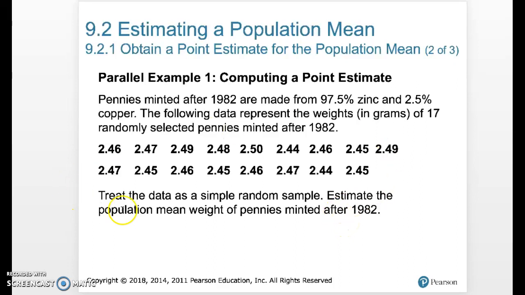So just looking at this data, we do see some variation among the weights of the pennies. Looks like my lowest I see is 2.44, and it looks like my highest, I see a 2.50. So notice there's some variations. It's relatively small. But again, still some variations.